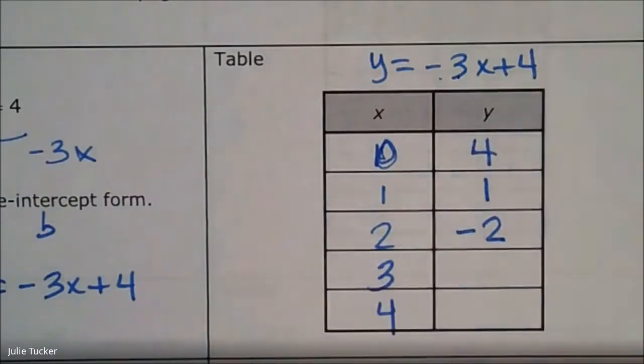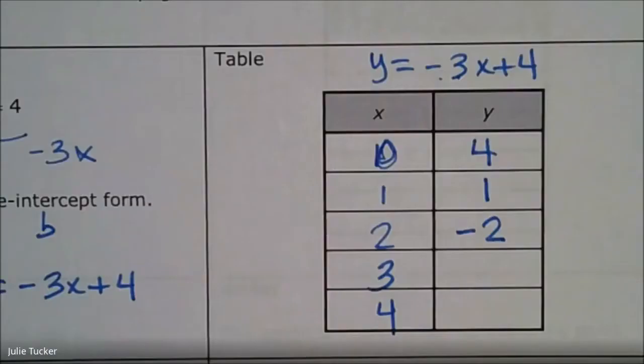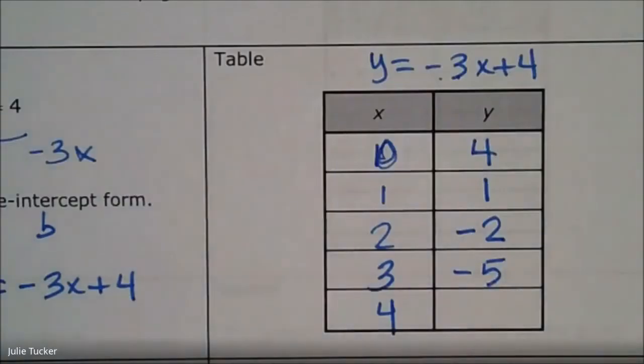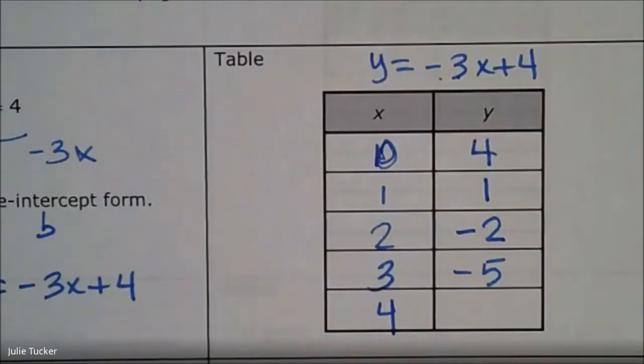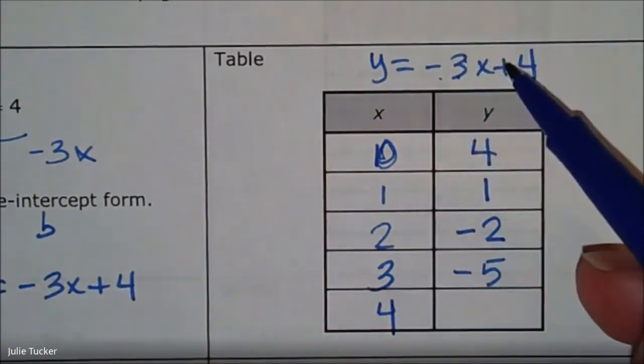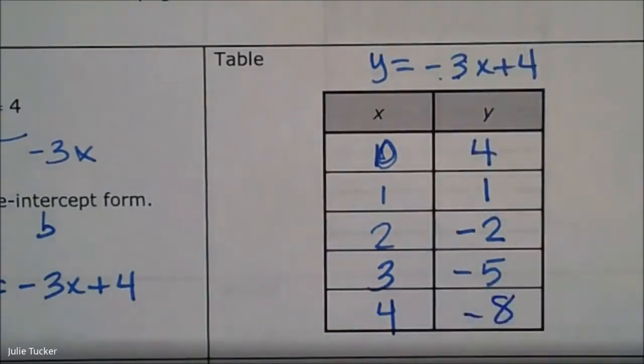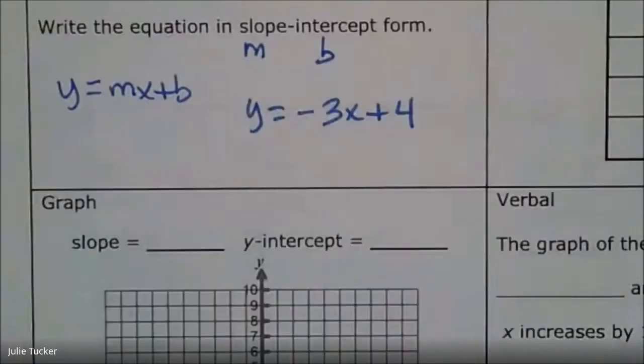Negative 3 times 3. Negative 9, plus 4. Negative 5. Negative 3 times 4. Negative 12, plus 4. Negative 8. That'll be negative 12 plus 4. So, yep, negative 8 is right. Good job. You saw the pattern, didn't you? Good job. I remember that. Good job.